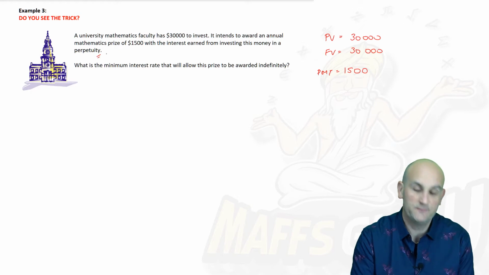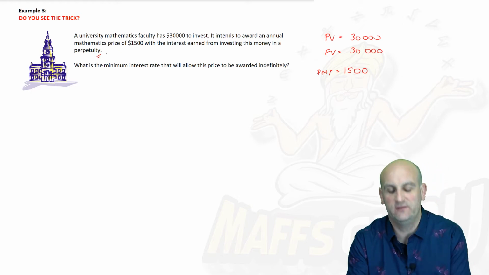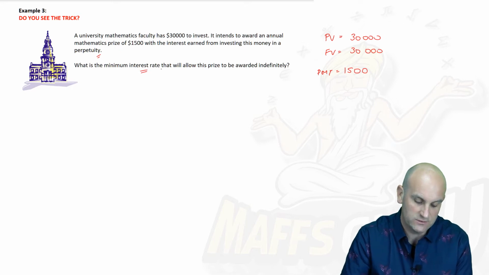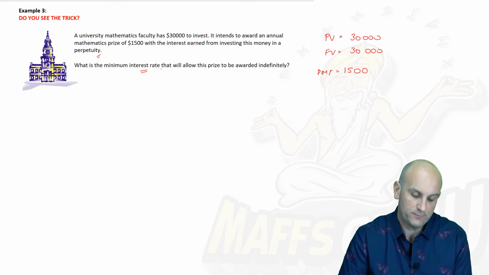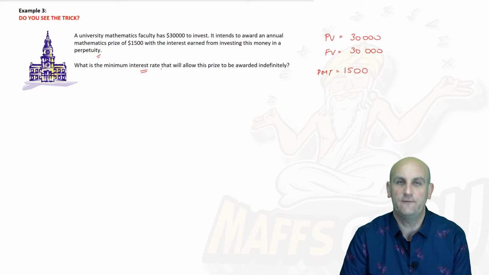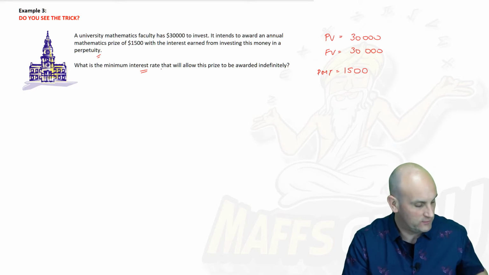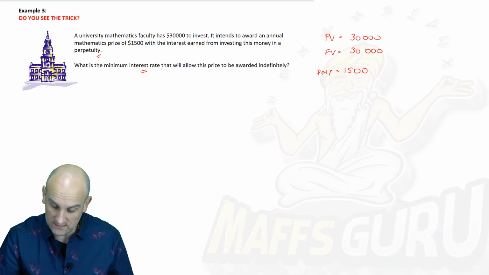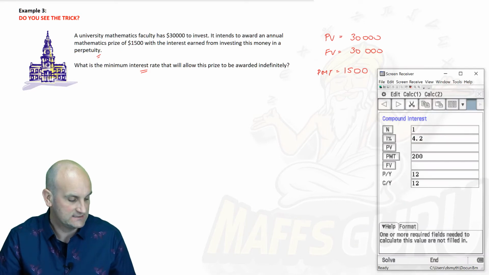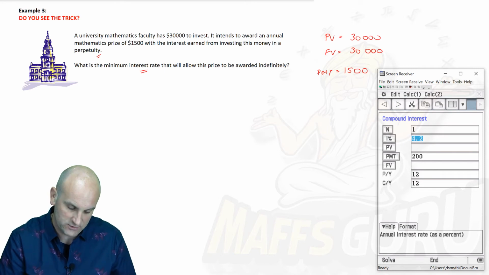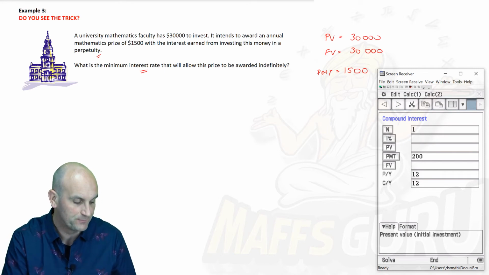With the interest earned from investing this money in a perpetuity. Thank you very much for telling me perpetuity. The exam's trying to help me out here to use the right function on my calculator. What is the minimum interest rate allowed that will allow this prize to be awarded indefinitely? And that's what the whole point of a perpetuity is. Okie dokie. So do I have all of the information I need? Hopefully. So let's fire up my CAS calculator and see. Well, N is 1. Thank you very much, CAS calculator. What was my interest rate? Don't know. We're trying to find it out.